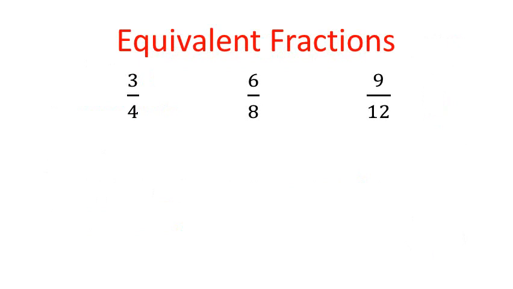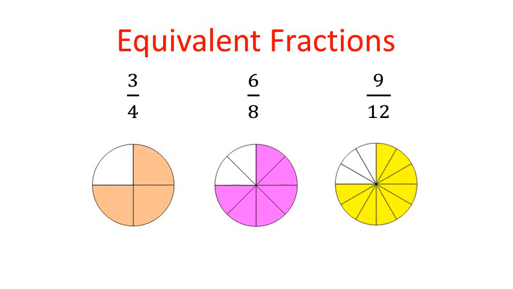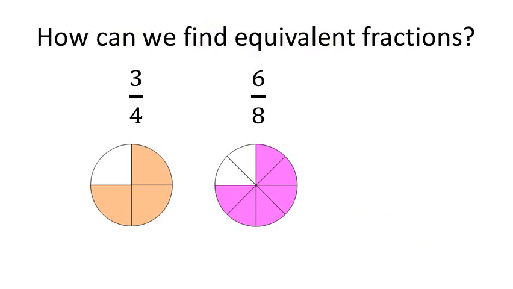Let's talk about equivalent fractions. Equivalent fractions are same fractions having exactly same values. For example, 3 over 4 looks like this in a diagram, and 6 over 8 looks like this, and 9 over 12 is like this. They all have the equal amount of shades in a whole, and they are called equivalent fractions.